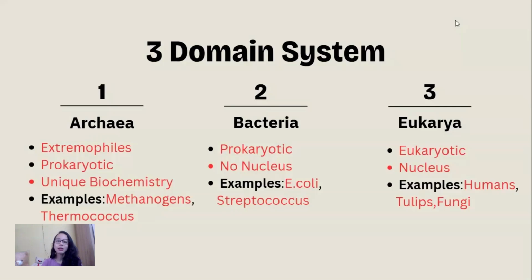The second domain is bacteria. The organisms are generally prokaryotic in nature, have no nucleus, and examples of the bacterial domain are E. coli and streptococcus. The third domain is eukarya. The organisms are generally eukaryotic in nature, have a nucleus. Examples: humans, tulips, fungi, etc.